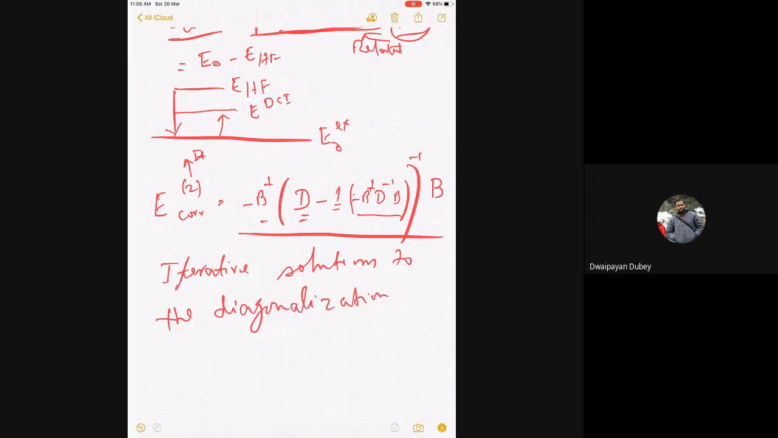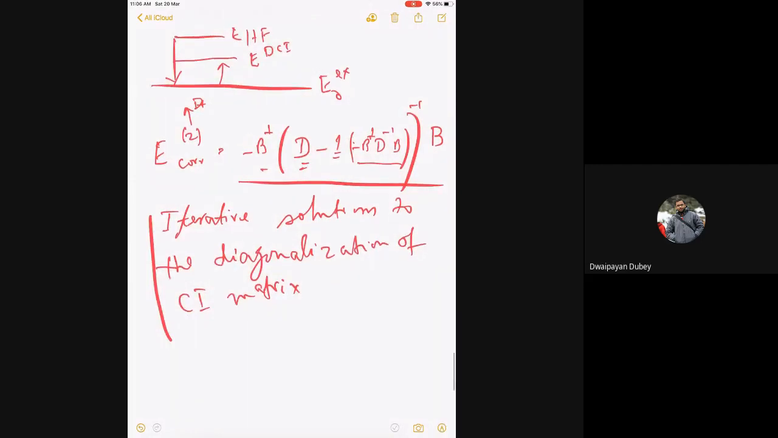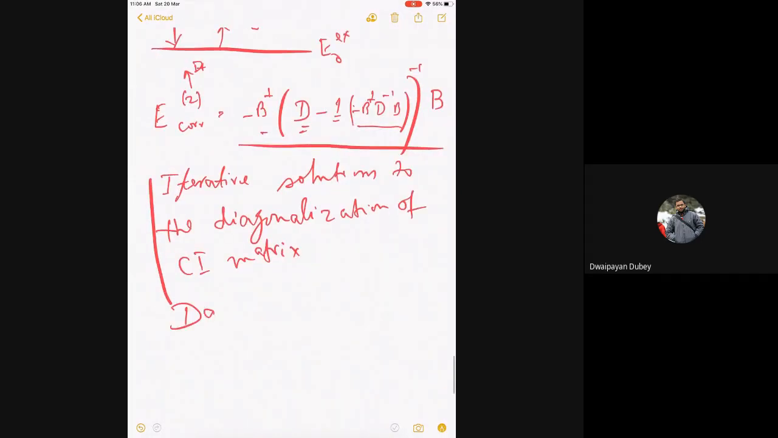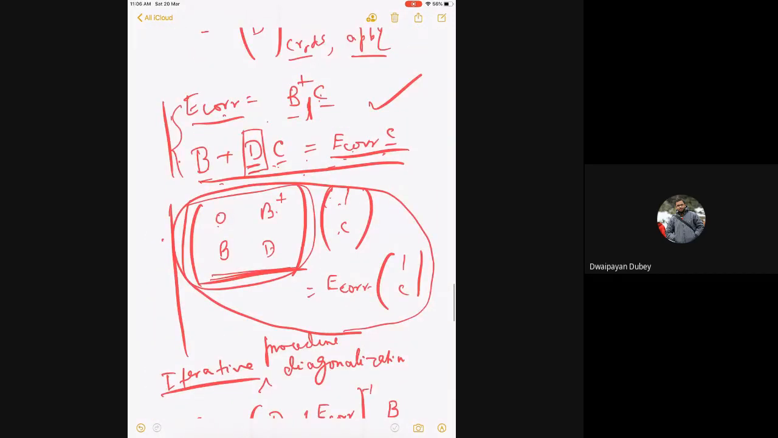Now, depending on how you iterate, you have different types of procedure. One of the most famous procedures known today is called Davidson's algorithm. It is very well known. It is there in many, many textbooks. So the advantage and the disadvantage. The advantage is that if I would have diagonalized a big matrix, this is of course a small matrix, D CI, but this D can be very large.